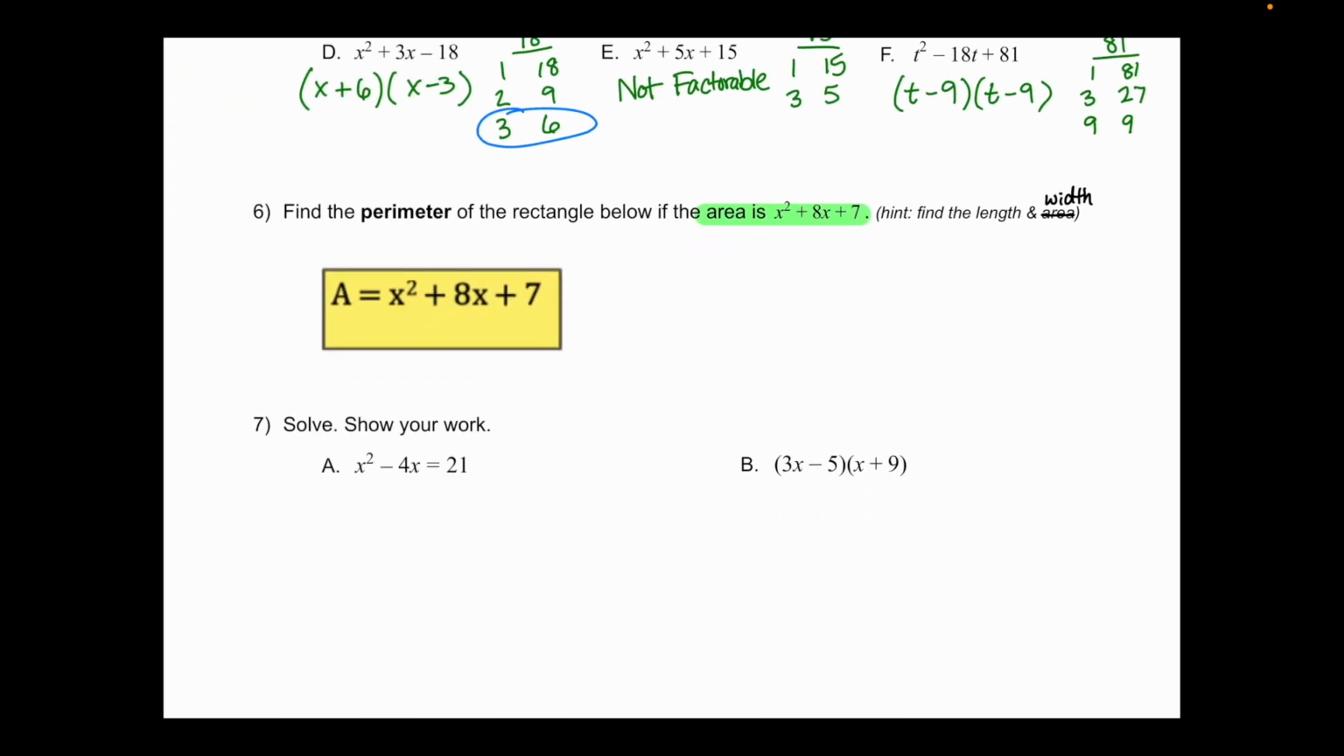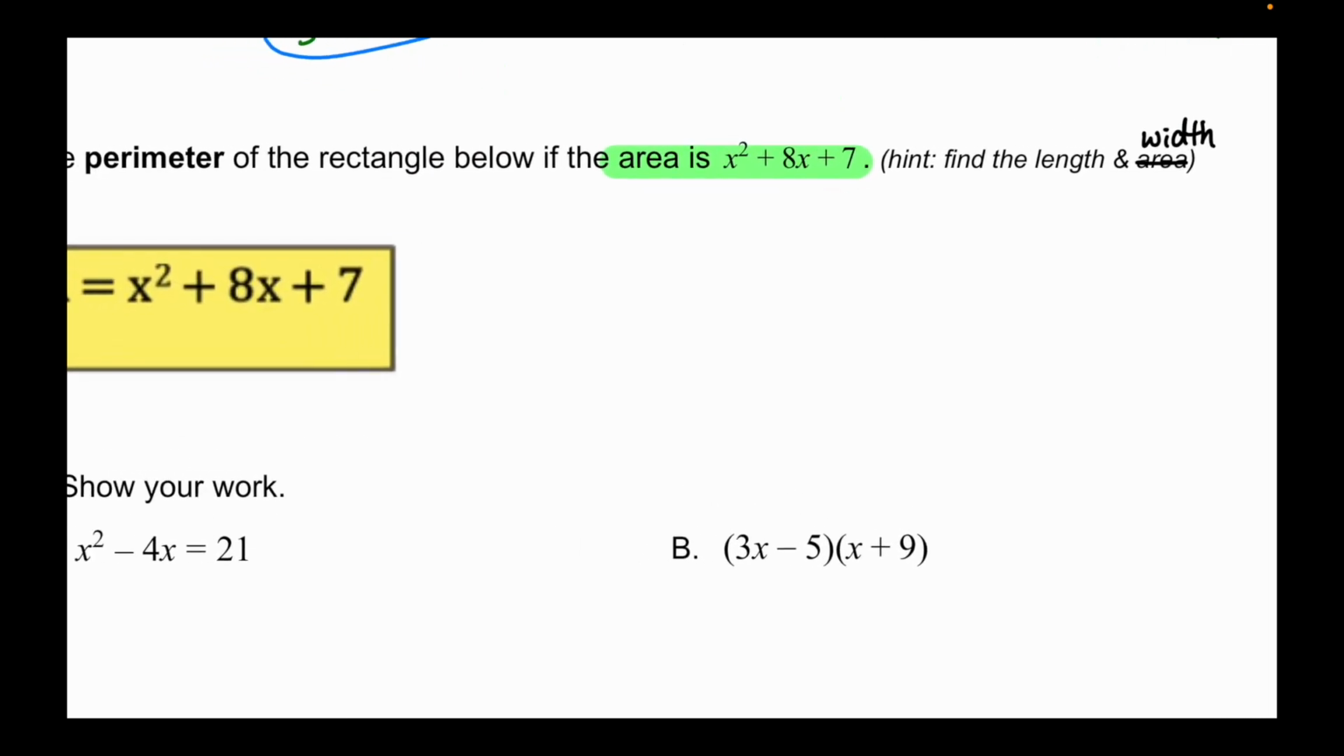They really want you to just figure out, hey, what could the length and width be on this? Because length and width are what you multiply to make area. So they're saying we need to factor this. So we're going to say factor.